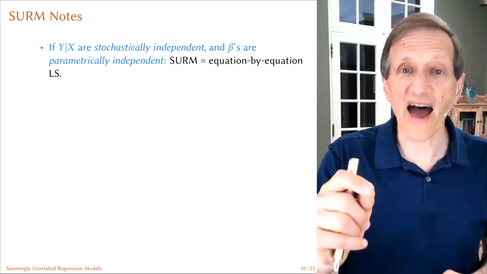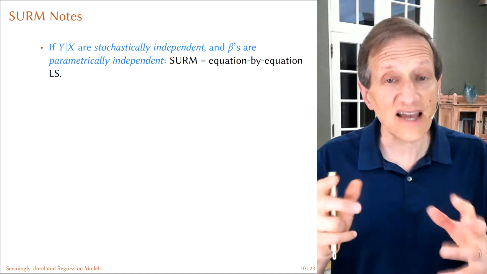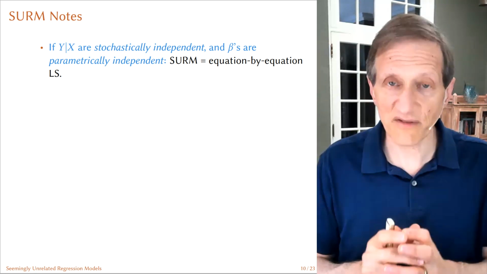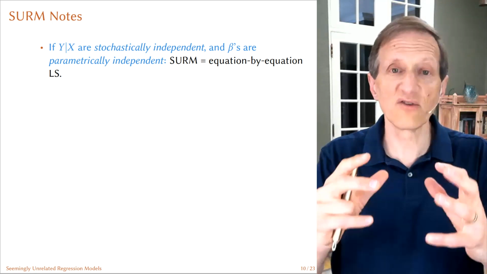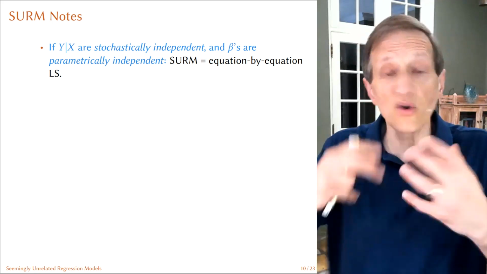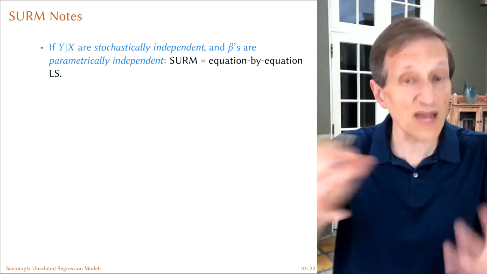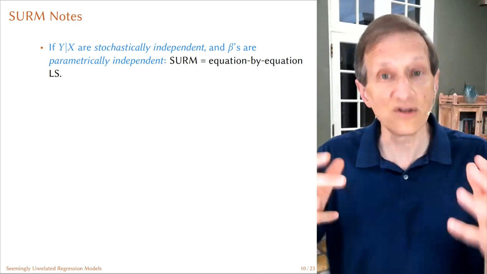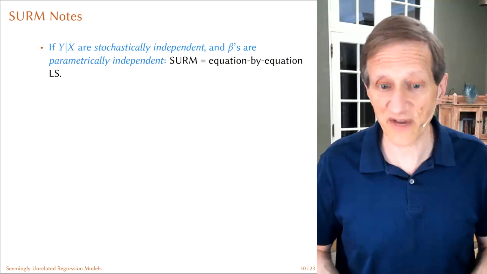But if they're not, and I think they're probably not, then it's actually better, more statistically efficient. You'll get smaller standard errors if you run one big SURM rather than equation by equation least squares. You get out regression coefficients that are estimating the same thing as the individual regressions. You just get smaller standard errors. That's useful sometimes, right, if you don't have that many observations.